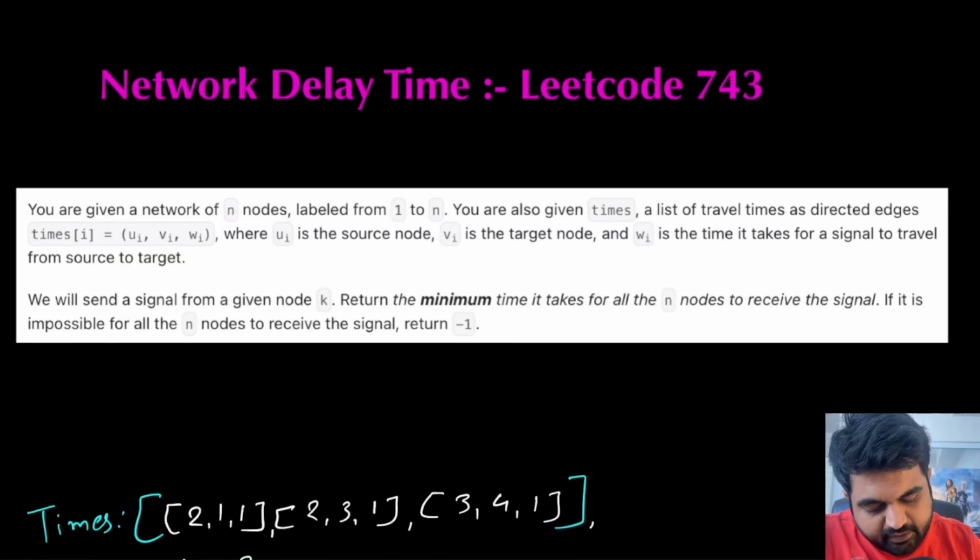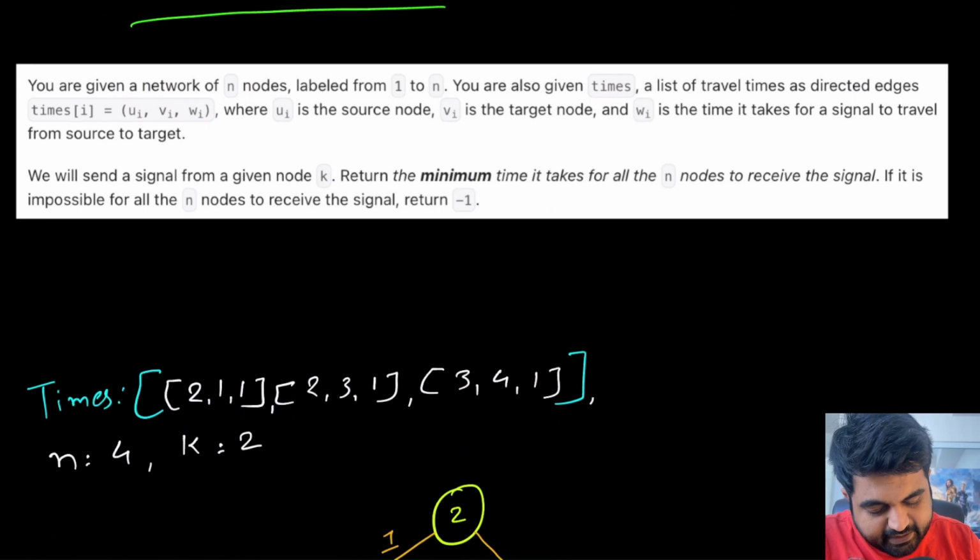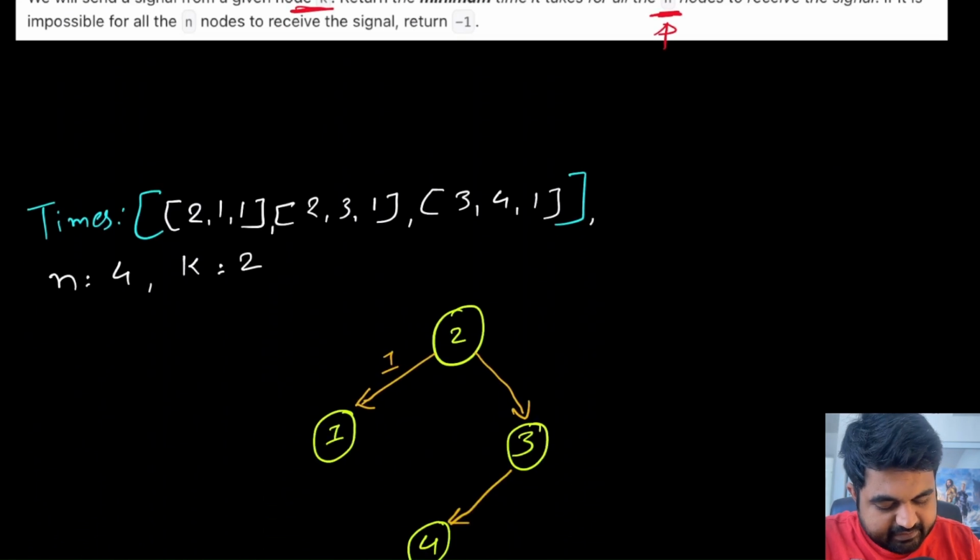So the LeetCode problem we are going to solve now is called network delay time. This is a pretty popular LeetCode problem. So let's understand the statement. Basically, we are given a network of n nodes marked from 1 to n. So in total, we are given three items.